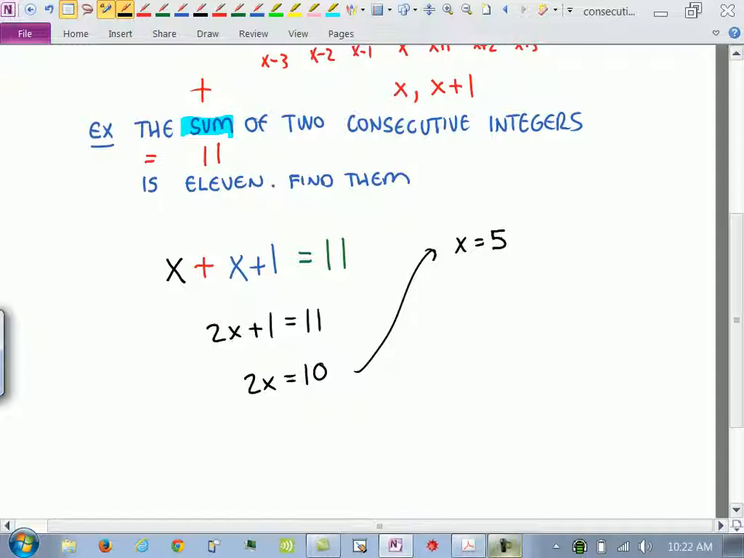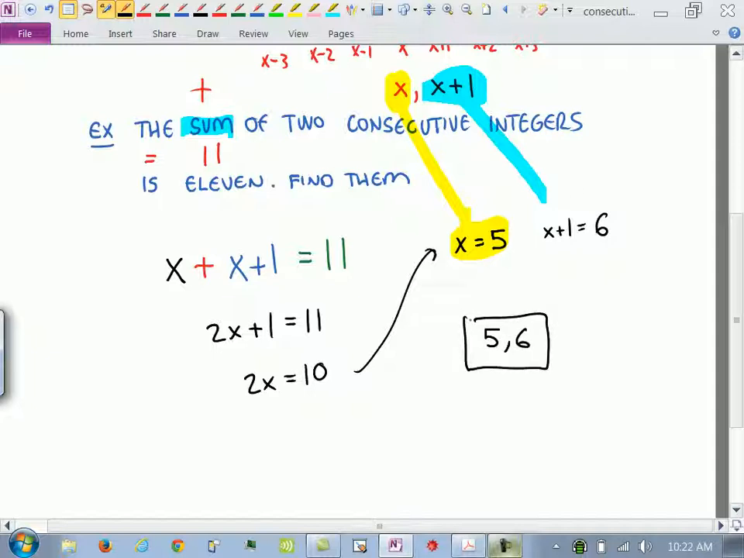Well, that's one of the integers, right? What's the other one? Look, x was 5. My next consecutive integer would be what? One more than that, right? So x plus 1 is 6. So my two integers are 5 and 6. Let's check it. If you add those up, what do you get? 11. Those are the only two consecutive integers that add up to be 11.